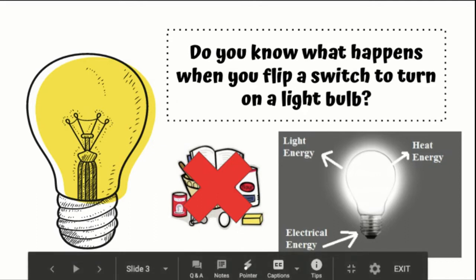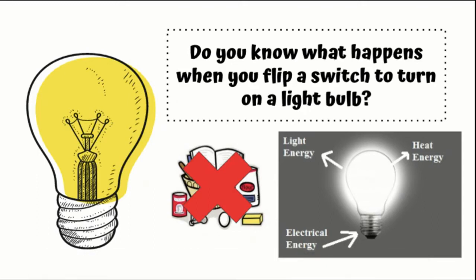If we were to touch the light bulb, it's going to be a little hot. That's why if we're changing light bulbs, we need to make sure that our switch is off so that electrical energy doesn't go to the light bulb and we can switch it without burning ourselves.